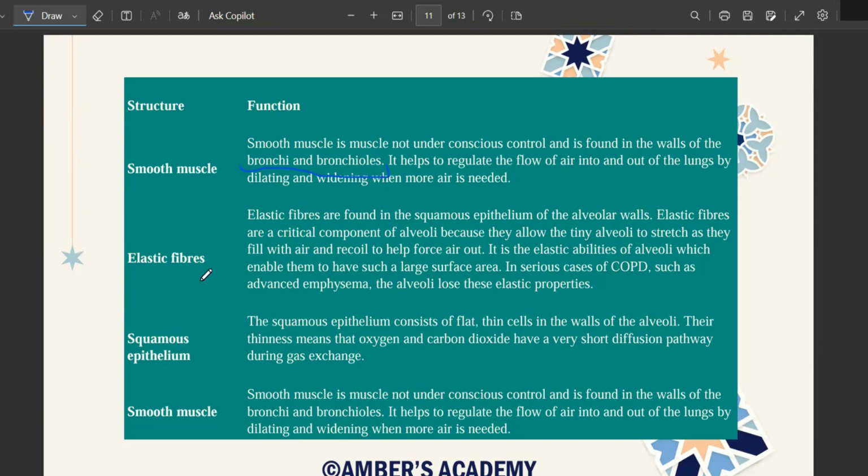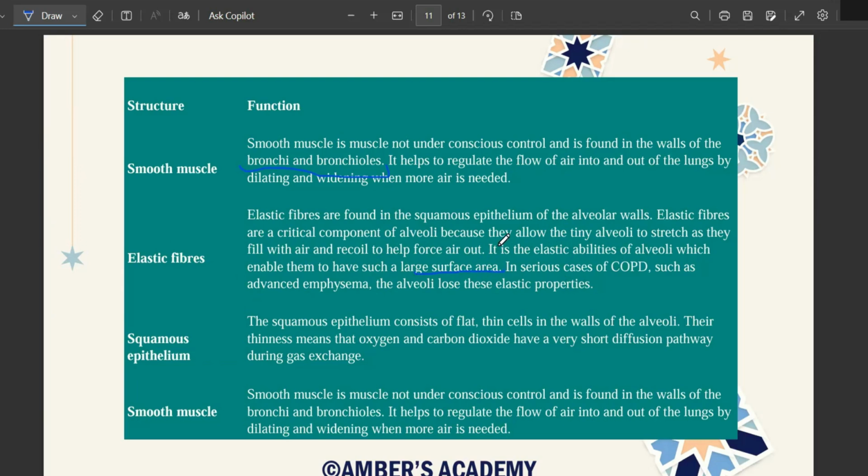It helps to regulate the flow of air into and out of the lungs by dilating and widening when more air is needed. Then elastic fibers are essentially present on your squamous epithelium of alveolar walls. Elastic fibers are a critical component of alveoli because they allow the tiny alveoli to stretch as they fill with air and recoil to help force air out. It is the elastic abilities of alveoli which enable them to have a large surface area. In serious cases of COPD, such as advanced emphysema, the alveoli lose these elastic properties.